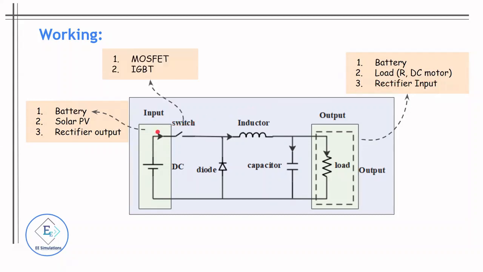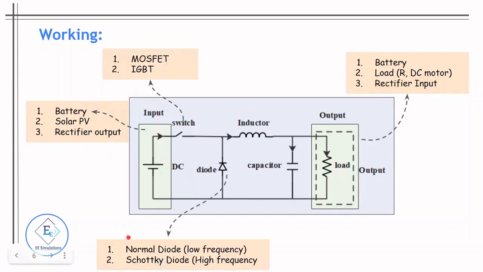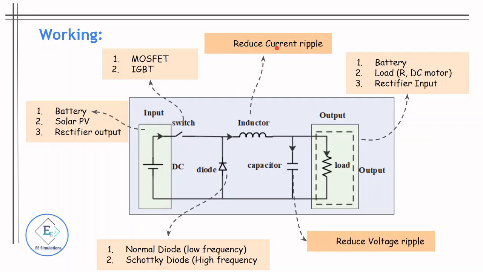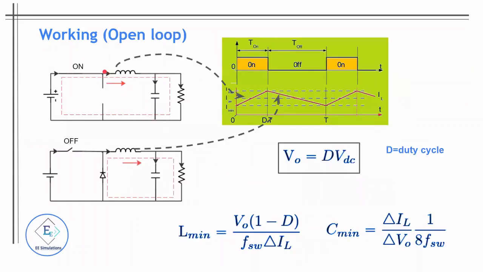Then we have the switch, which can be a MOSFET or IGBT, whereas we can use normal diodes for low frequency and Schottky diodes for high frequency. The inductor is for the current ripple reduction, and the capacitor is for voltage ripple reduction. So this is the basic working of the buck converter.